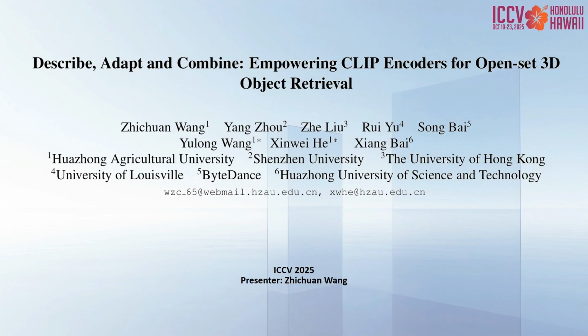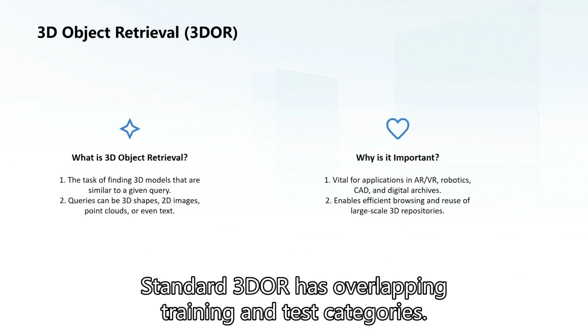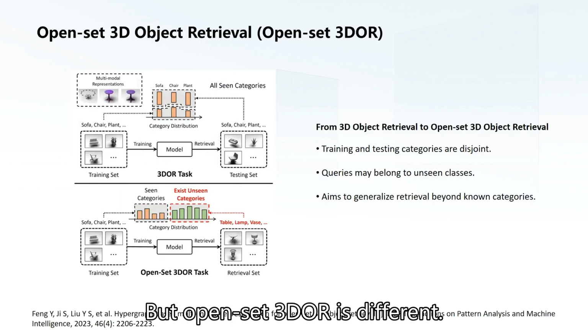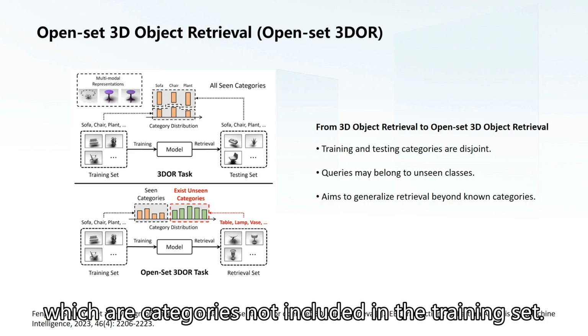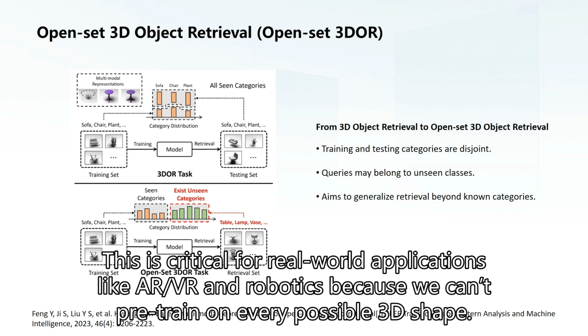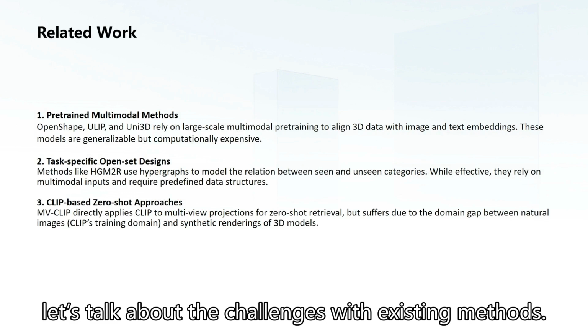Let's get started. First, let's clarify the task we focus on, Open-Set 3D Object Retrieval. Standard 3DOR has overlapping training and test categories. But Open-Set 3DOR is different. It requires models to retrieve 3D objects even when queries belong to unseen categories, which are categories not included in the training set. This is critical for real-world applications like AR/VR and robotics because we can't pre-train on every possible 3D shape.